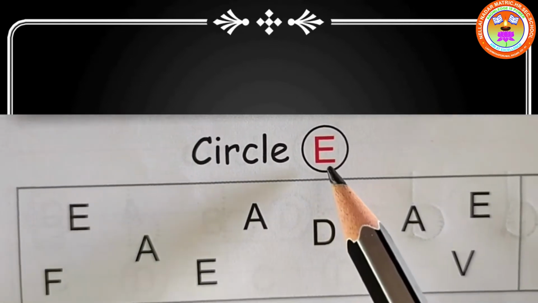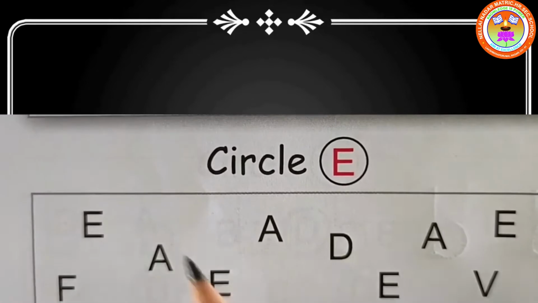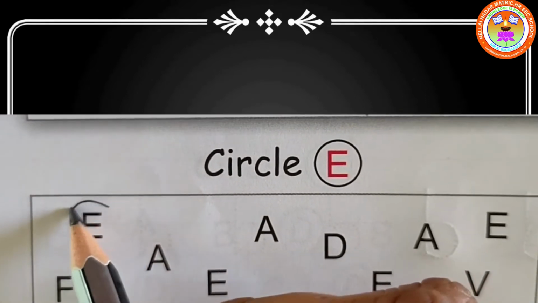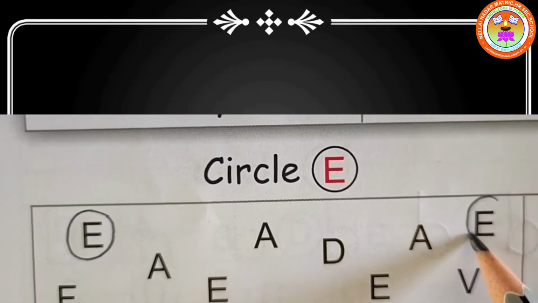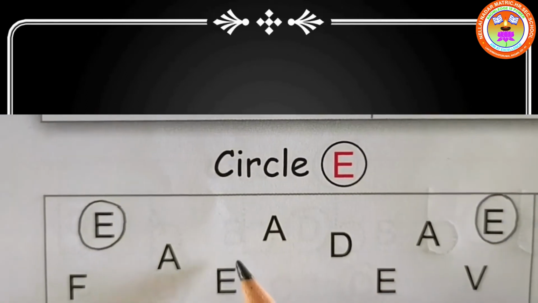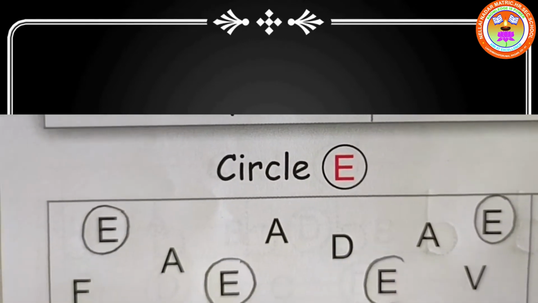Circle capital letter E. So we are going to circle the capital letter E. Okay. See here, children. Only capital letter E you have to circle. Other letters don't circle, children. Okay.